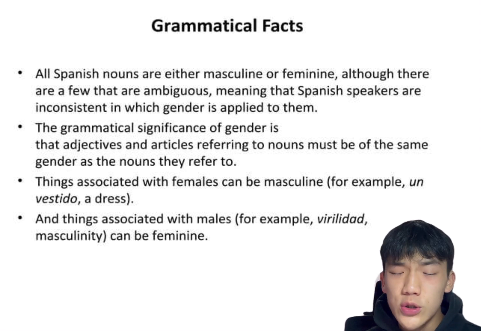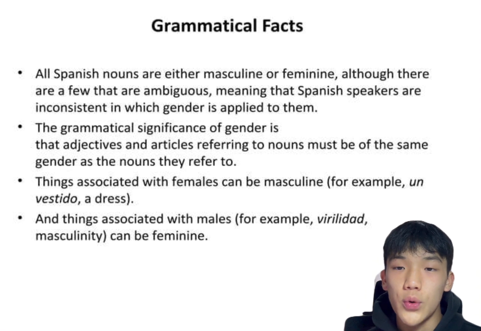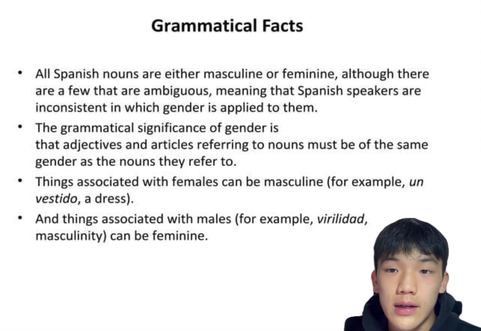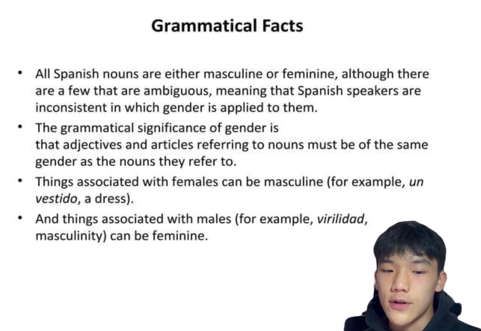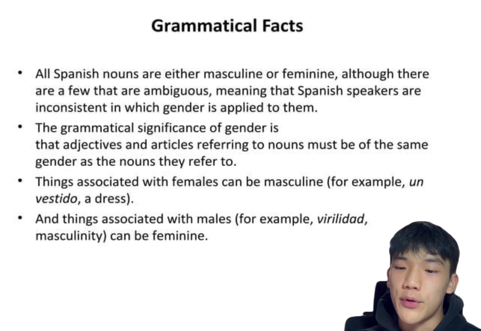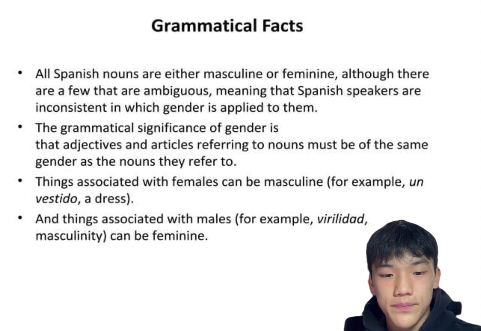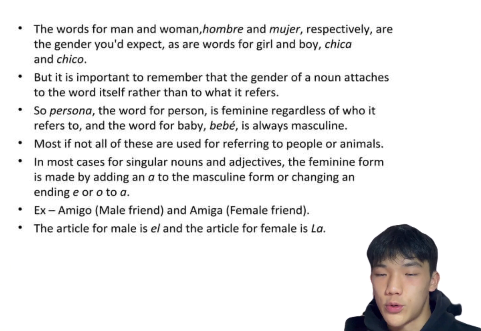So things associated with females can be masculine, for example, un vestido, a dress. And things associated with males, for example, masculinity, can be feminine, for example, virilidad. The words for man and woman, hombre and mujer, respectively, are the gender you'd expect, male and female, as are the words for girl and boy, chica y chico.